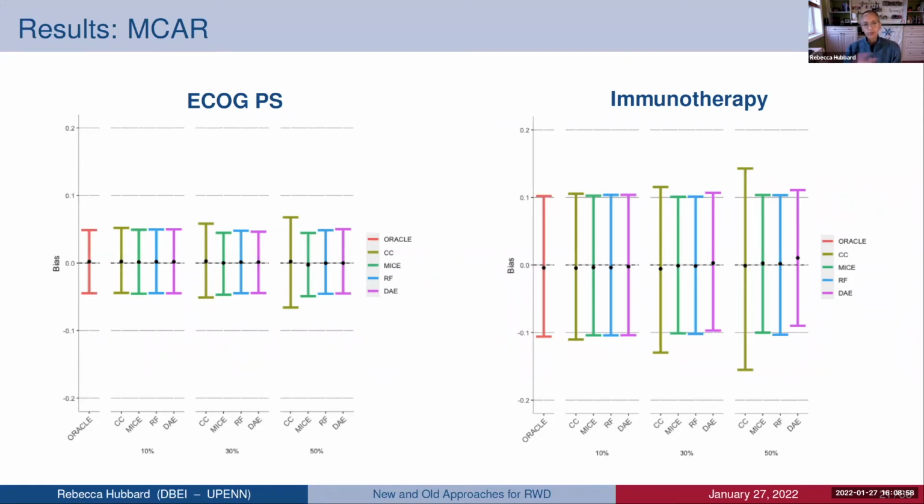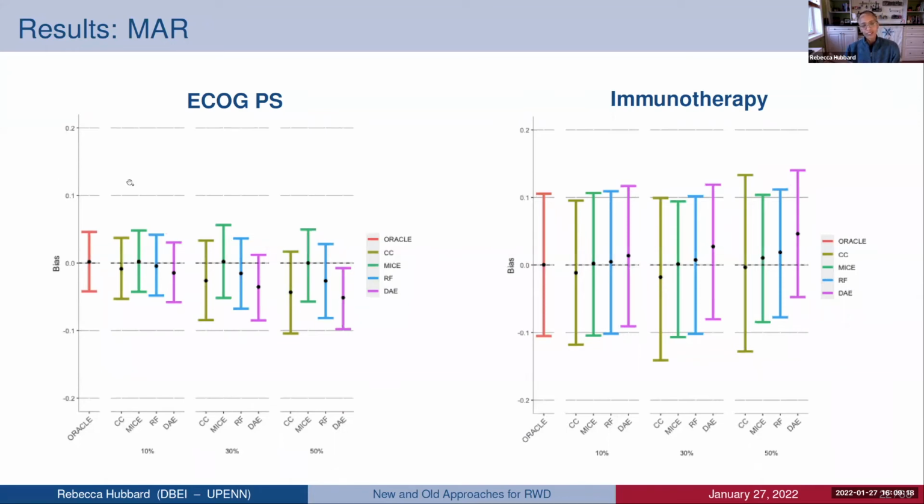You can see under missing completely at random, everything works perfectly fine. If we use a complete case analysis, we lose efficiency, so it's not a great thing to do, especially under very high levels of missingness. But aside from that, all of our imputation approaches work just fine. They improve efficiency. They all are unbiased.